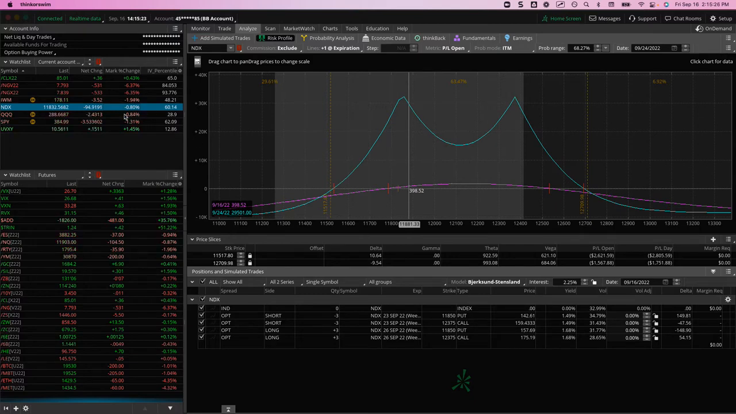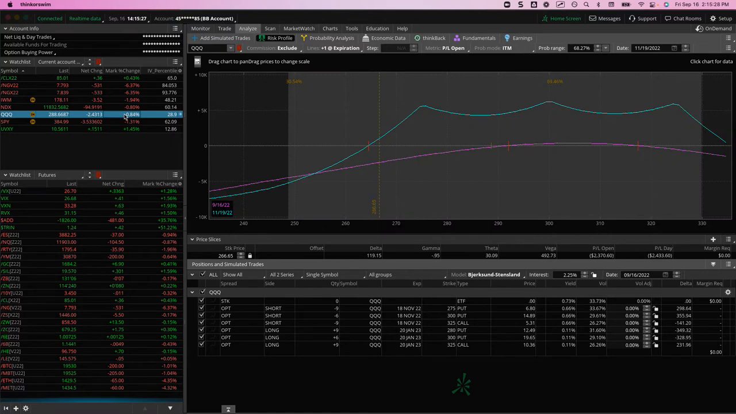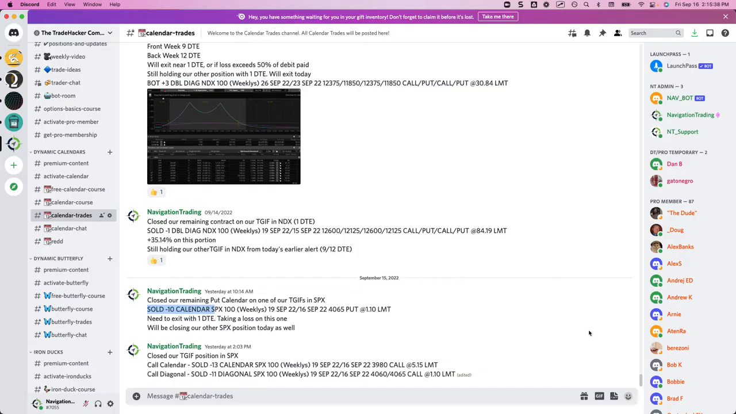And then the other calendar trade that we have on is our QQQ Monster calendar. Price is hanging out right here, and we have a lot of time on that one, so it's well within range. We're just in wait and see mode on that one.